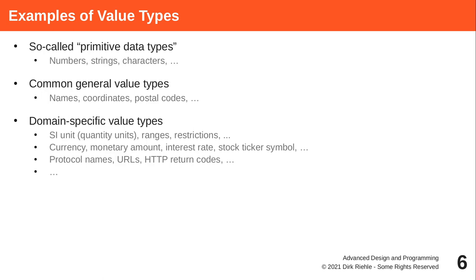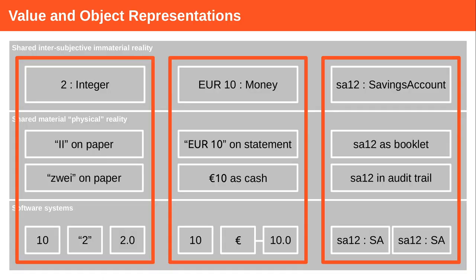Technical application domains also have value types. Protocol names, FTP, HTTP, that's an enumeration perhaps, but that's a value type. URLs are value types. Return codes are value types. All of these are domain-specific value types. So here's an example putting a couple of things next to each other.